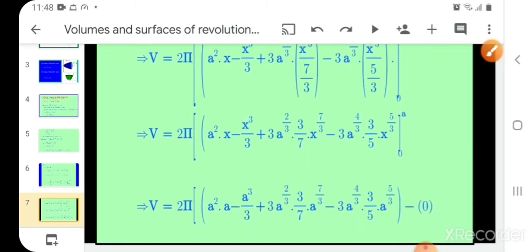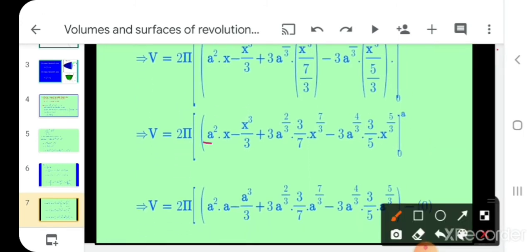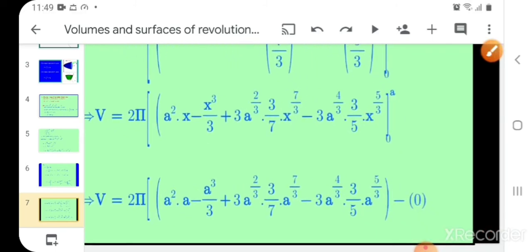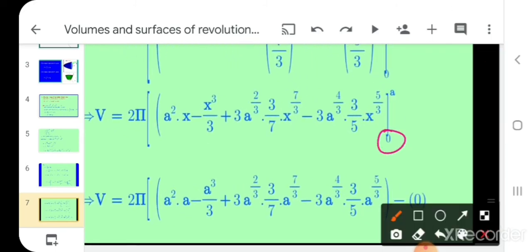Now I substitute a value in x place. So a square into x means a minus x cube by 3, that implies a cube by 3. 3 a power 2 by 3, 3 by 7, same. Here we have x power 7 by 3. Then we substitute x equals to a, we get a power 7 by 3. Minus 3 a power 4 by 3, 3 by 5. X power 5 by 3 means a power 5 by 3. Okay, is it clear?